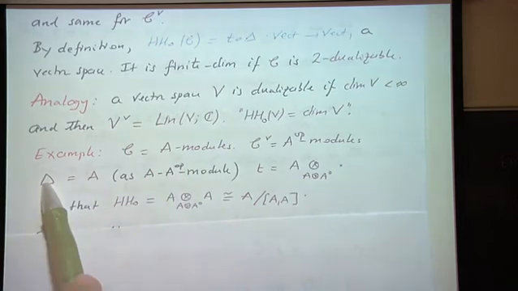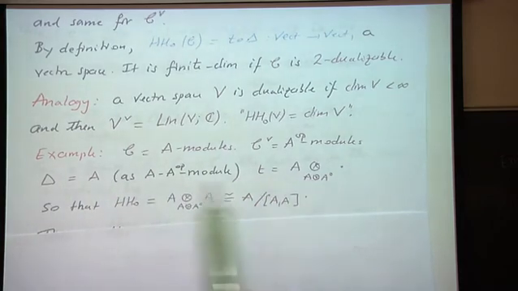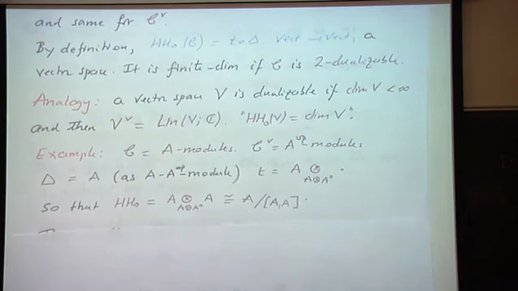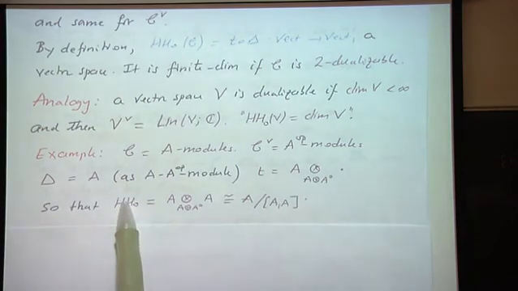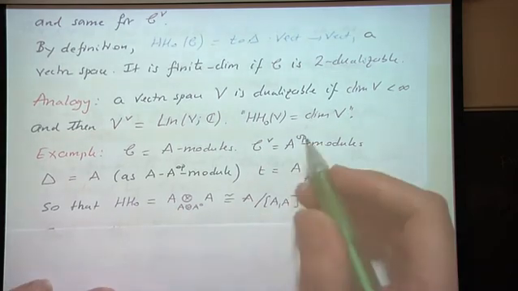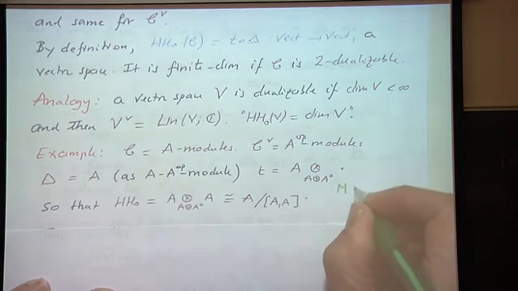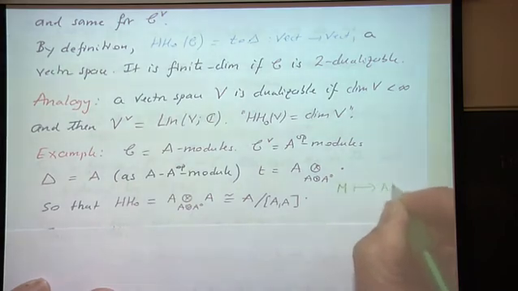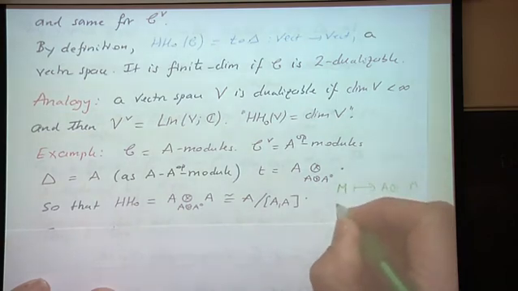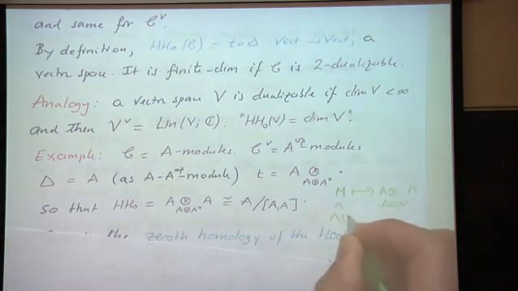Well, delta is a module, and T is the operation of tensoring with a module. So now when we come, T of M, I haven't used this color yet, M goes to A tensor over A tensor A op with M. So M has to be in an A tensor A op module.